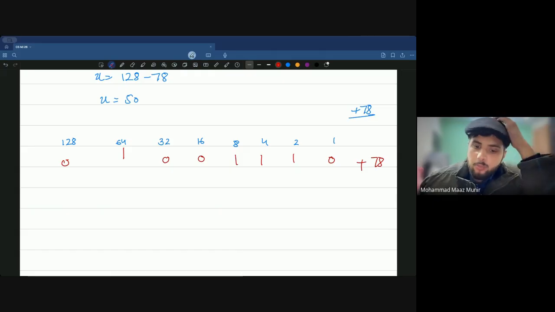So now I have this for positive 78. अब क्या होगा? I would be flipping them, right? So I would be doing the flip part.